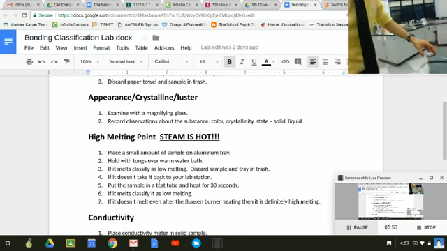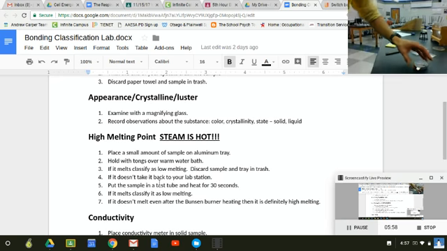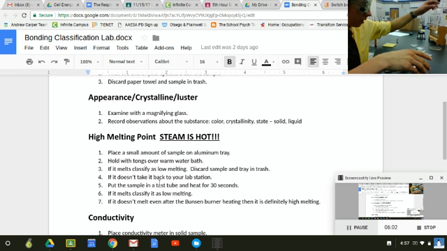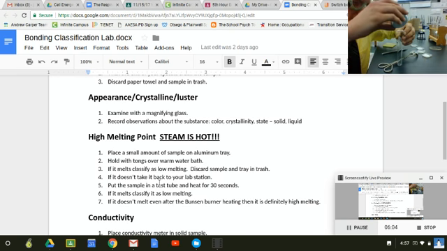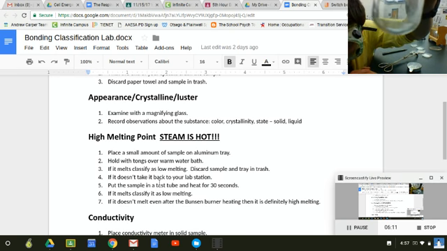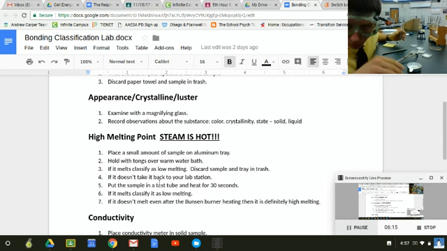So my substance did not melt. I'm back at my lab station, and now I need to put this in a test tube. I'm going to take these few particles in a test tube, and it's in the very, very bottom, just a small amount. And now is when we're going to use our Bunsen burner.